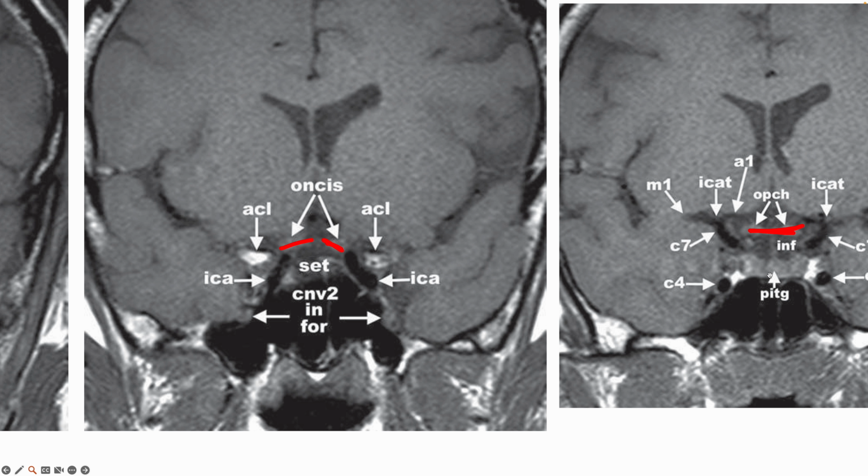This is the pituitary gland. You can also make out the ICAs, and this will be the A1, which will come to wrap around and lie on the superior surface of the optic chiasm over here to form the ACOM.